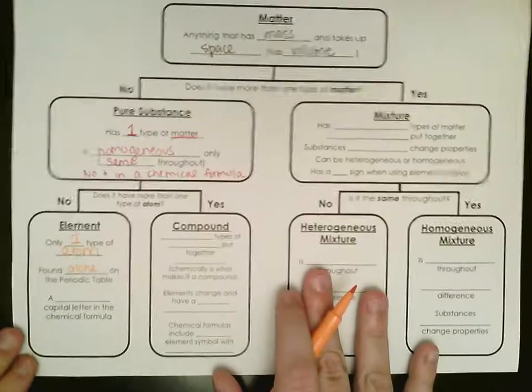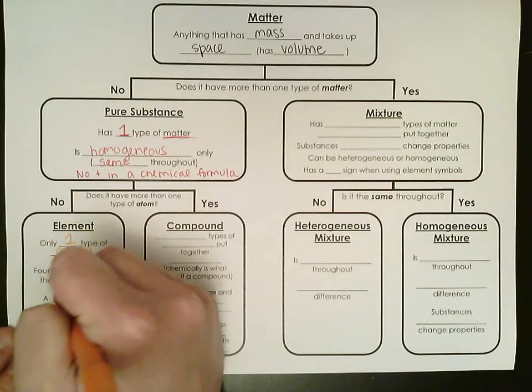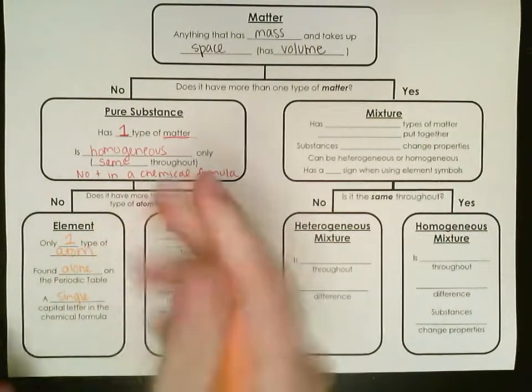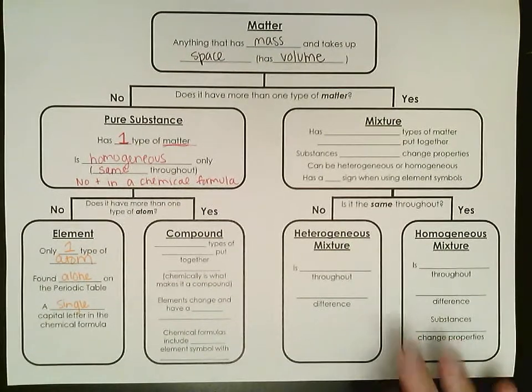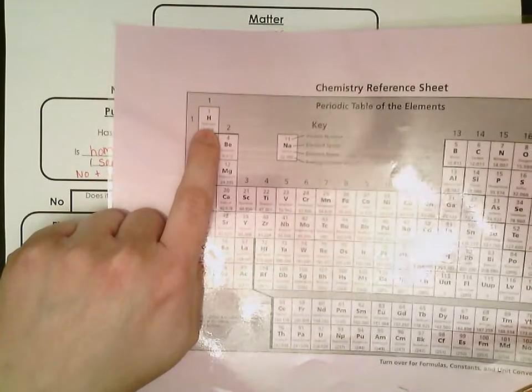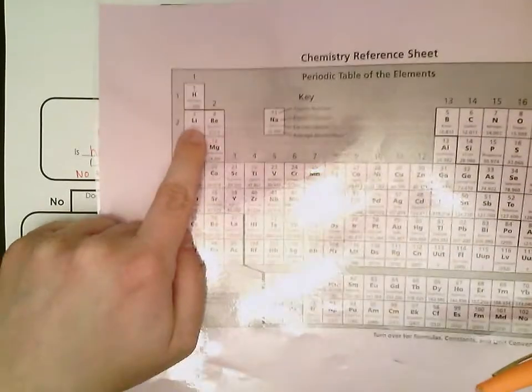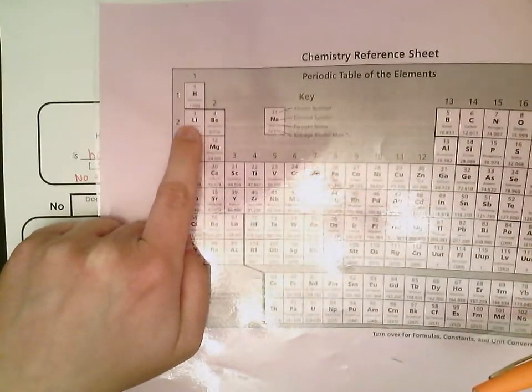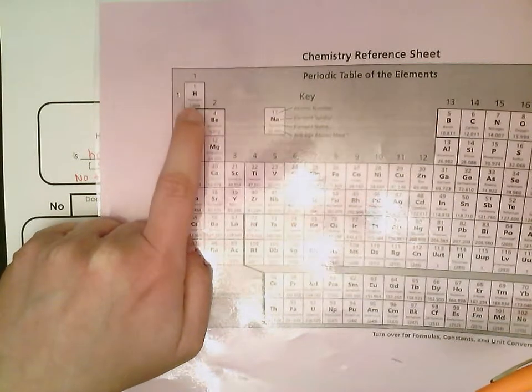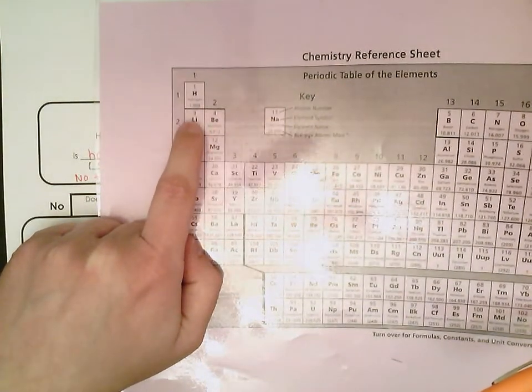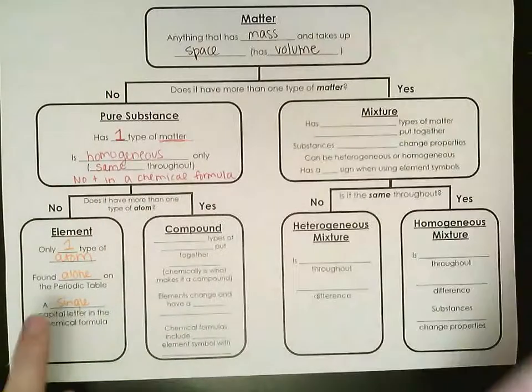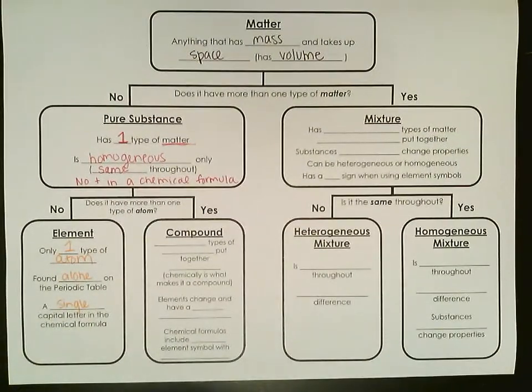If it's only one of those, then it's going to have a single capital letter. When we are talking about elements, if it's something like hydrogen, it's only a capital H. But if it's something like lithium, it's a capital L, lowercase i. So only one capital letter per element. So we just need a single capital letter in a chemical formula.